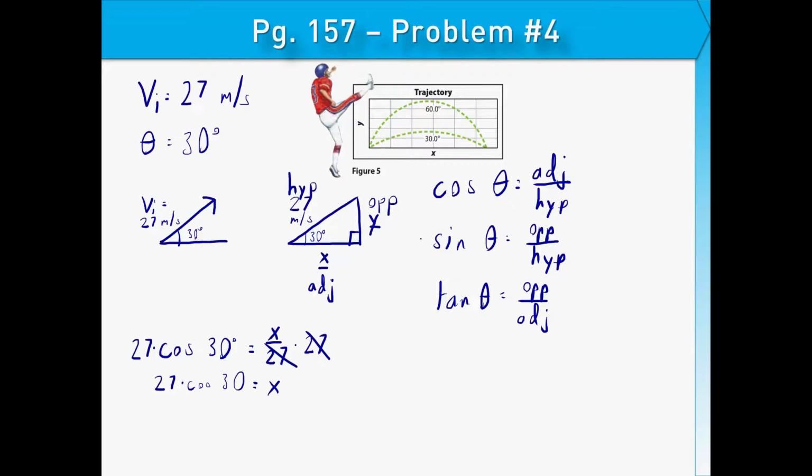And for my y, or the opposite side, looks like I have opposite and I have hypotenuse, so I could use sine then. So in this case, I'm going to have sine of 30 degrees is equal to opposite, which is y, over hypotenuse, which is 27. Go ahead and solve for y by multiplying both sides by 27. This 27 crosses out. I'm left with 27 times sine of 30 equals y.